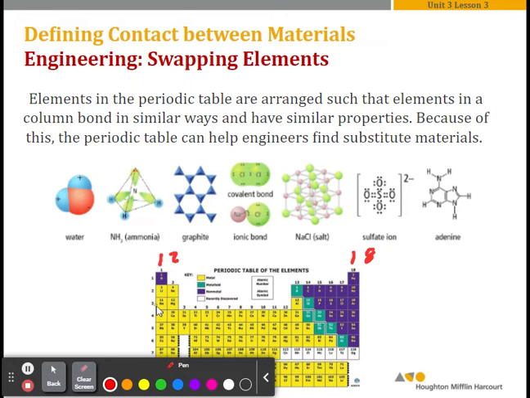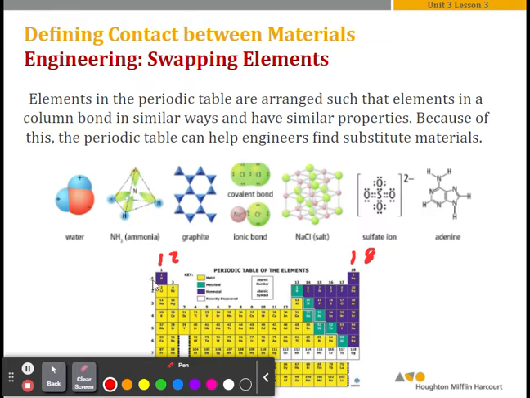So if you look down column 1, you'll see that it includes lithium, sodium, potassium, rubidium, all of those elements. And I know it's kind of small to see, but all of those elements will bond in similar manners. Like column 17 has fluorine, chlorine, bromine, iodine, astatine.